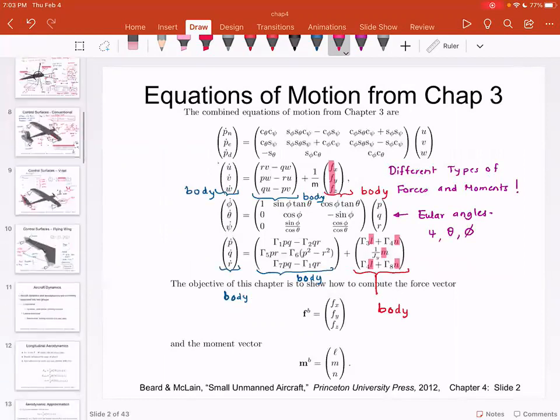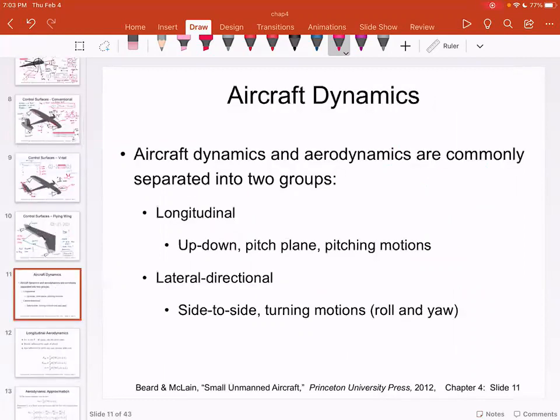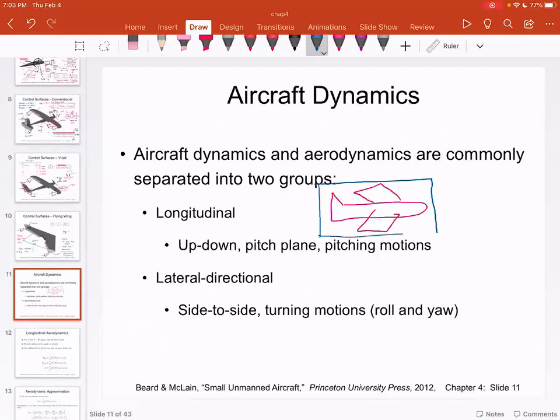So, a quick recap: when we talk about aircraft dynamics, we are going to talk about two types of dynamical analysis. One is the aircraft dynamics in the sagittal plane, which is also called the longitudinal plane. Let me show you. If you have this aircraft, this is the longitudinal plane. What we are going to look at is up-down motion. This is also called the pitch plane.